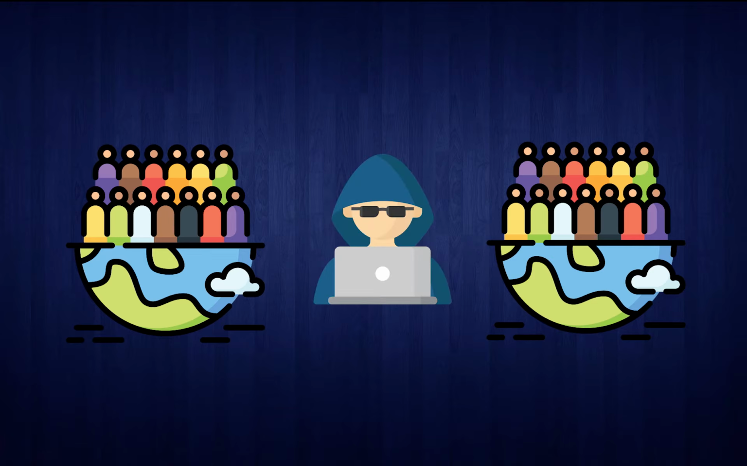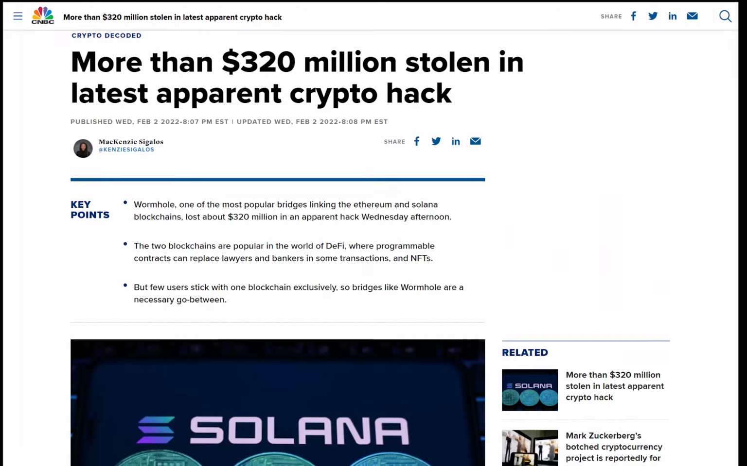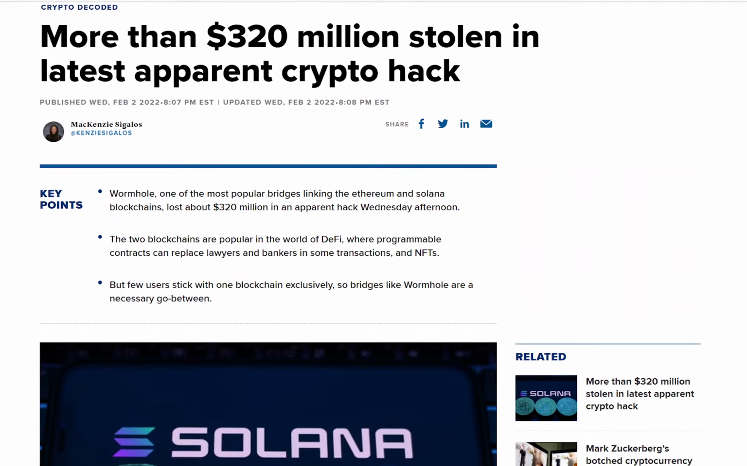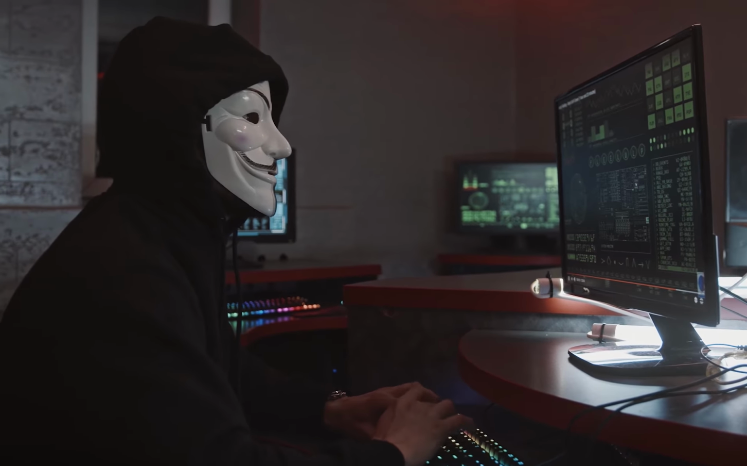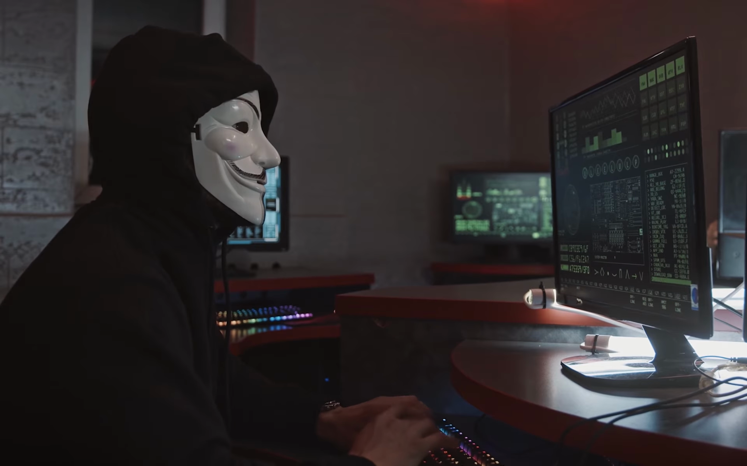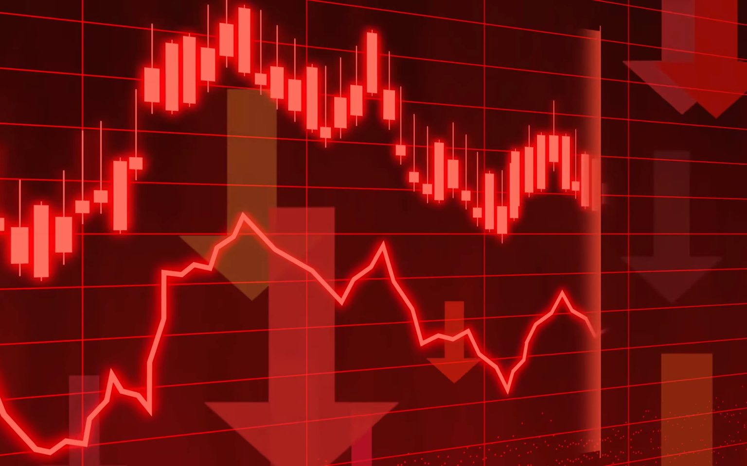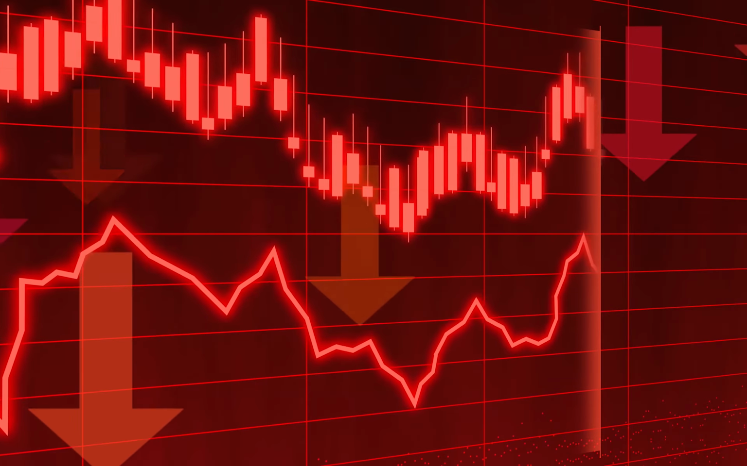Chain bridges are often a target of hackers. Wormhole Bridge just lost over $321 million in the latest hack. The problem gets worse when many new chain bridges are being created. An attack on even one chain could be a systemic infection to the entire ecosystem.